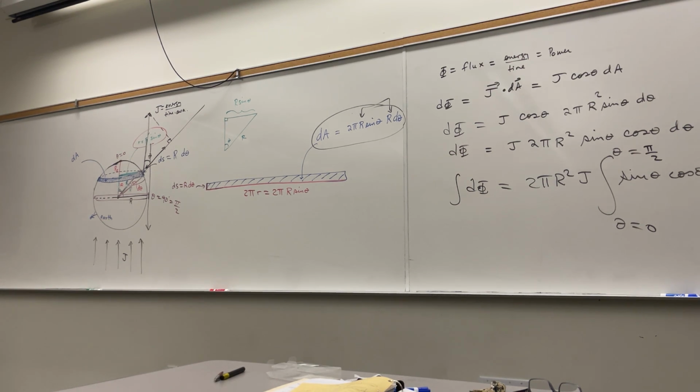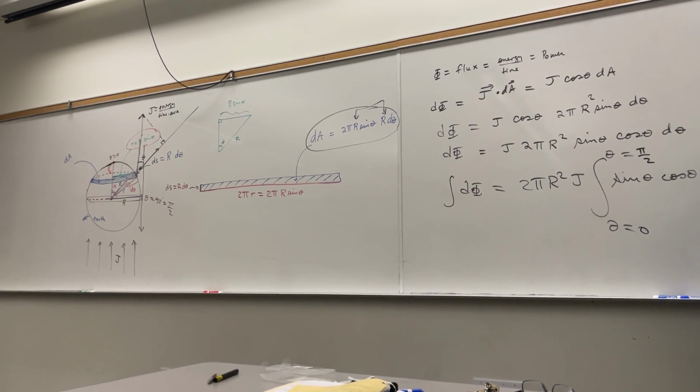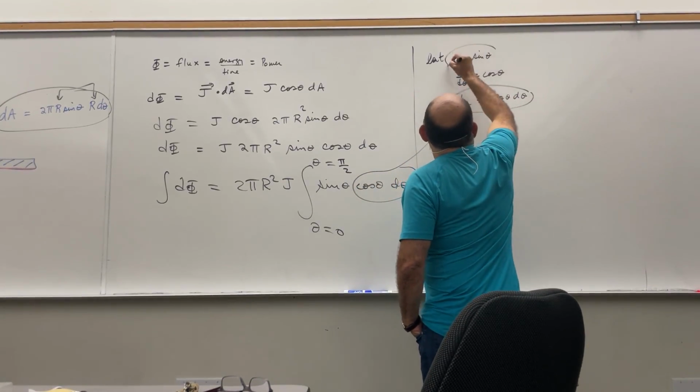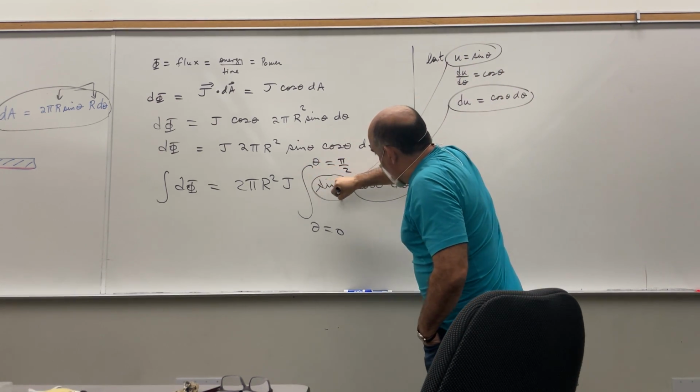Sine squared theta over 2. You know, if you make a substitution, let u be sine theta. So du d theta is cosine of theta, so du equals cosine of theta d theta. So I can take this and plug it in for this, and I can take this and plug it in for that.